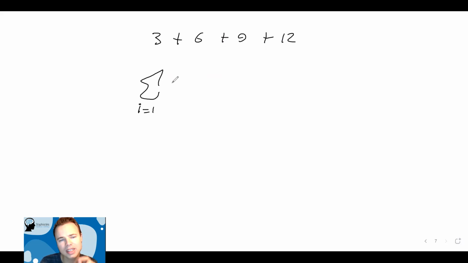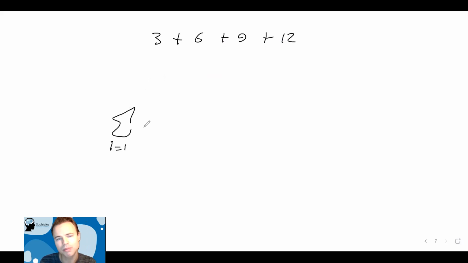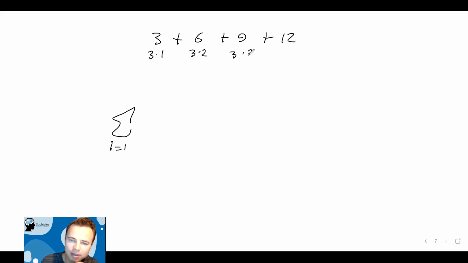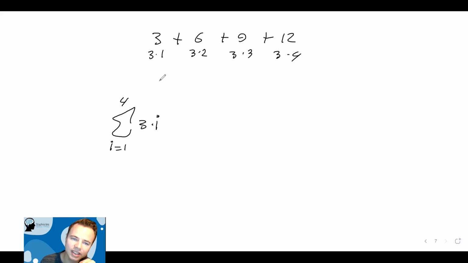What do you guys think that the expression will be that I have to place here? Does anyone have an idea? Would it be just i? If it would be just i, then I would get 1 plus 2 plus 3 plus 4. So that's not it. 3i. 3i, because this is 3 times 1, this is 3 times 2, this is 3 times 3, this is 3 times 4. Do you guys agree with that? So it's 3i. And then what will be the n? 4. The 4. Very good. So this is the summation that corresponds to that series. Is that clear for everybody?